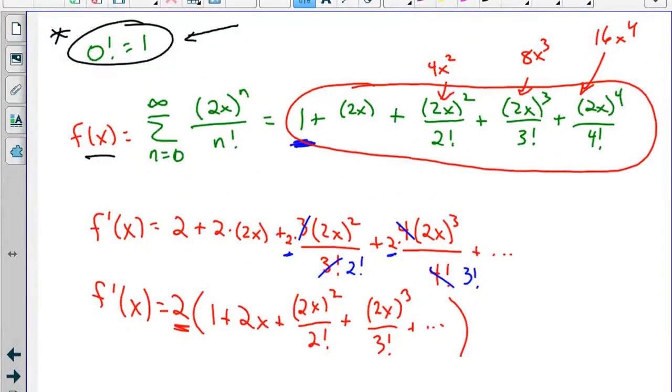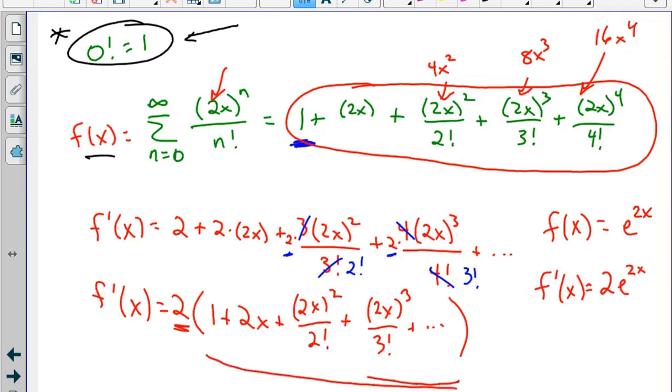That makes sense because since I know that f of x, if this function was just x to the n, would be e to the x, that means that this function should be e to the 2x, and I know that the derivative of e to the 2x is 2 e to the 2x. So notice that this stays exactly the same as the original function was, and then I have a 2 on the outside.